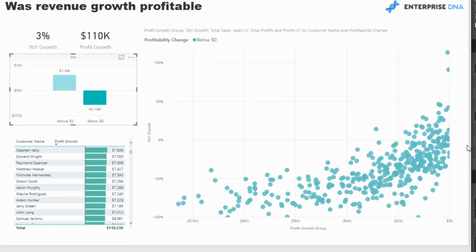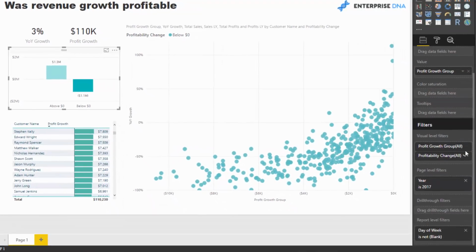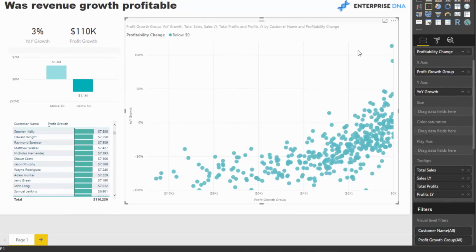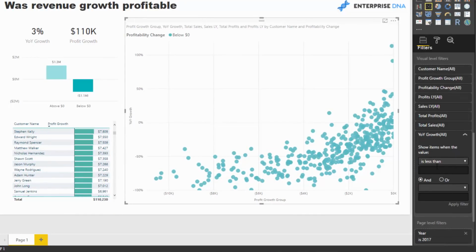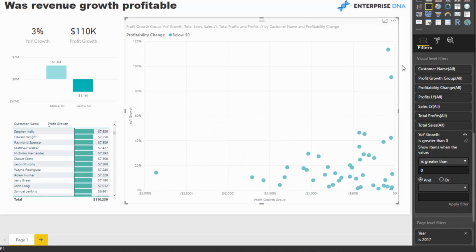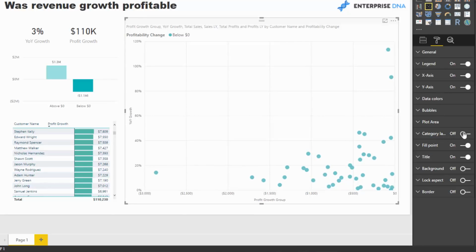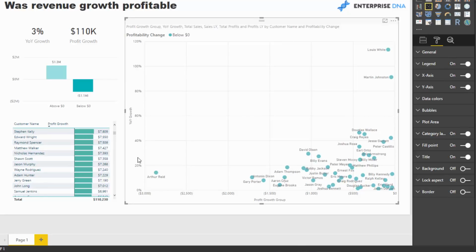And we can actually drill even further by using the visual level filters here. Let's look at the year-on-year growth, and let's say it's greater than zero. You'll see these are the particular customers that we need to understand. Why is their profit growth lower whilst their revenue growth has gone up?